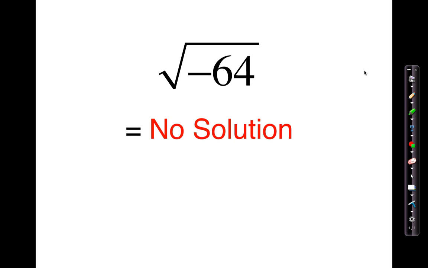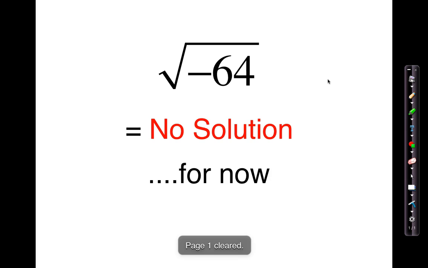This is going to be no solution. Why? Because usually we'll say, oh, it's 8, but 8 times 8 is 64. And then someone might say, well, okay, maybe it's -8. Well, -8 times -8 is also 64. There's no way I can multiply the number by itself and give a negative number. So for now, we're going to say no solution.